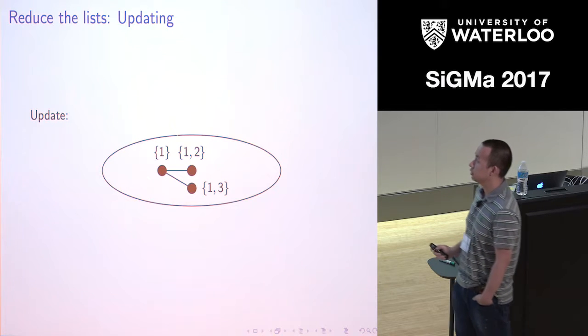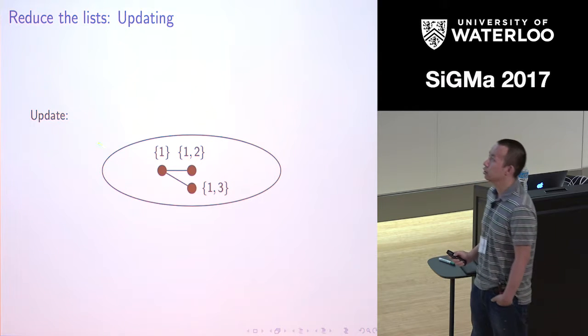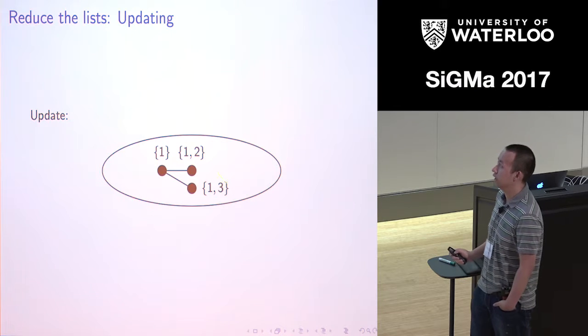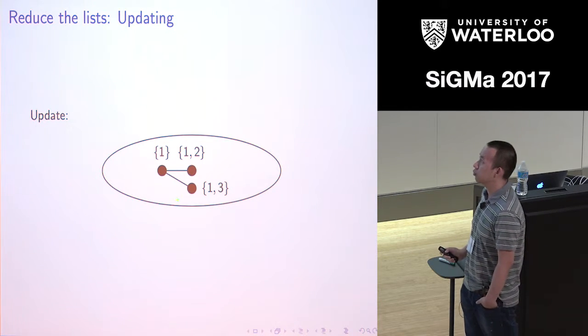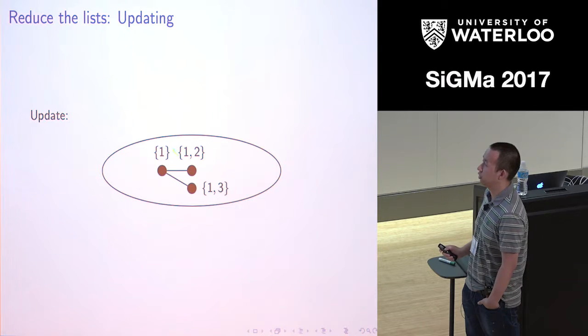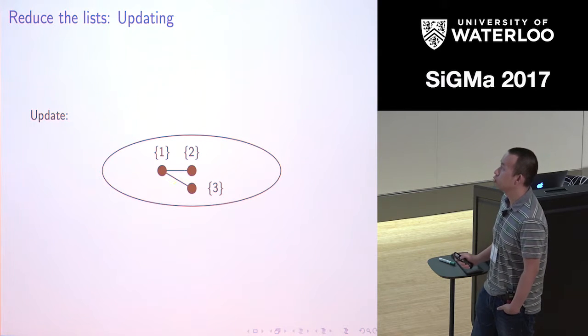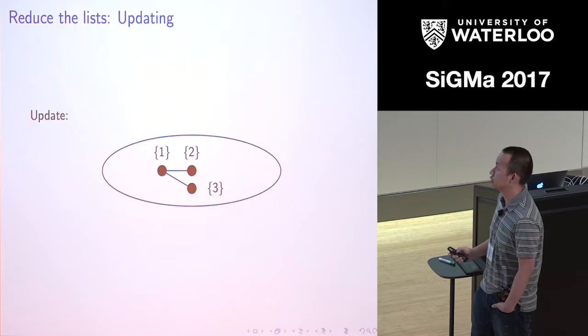So another tool we want to use is update. So what is update? We assume there's a vertex whose list is 1, and it has some neighbors, 1, 2 and 1, 3 here. Because its list is 1, we know that this vertex cannot actually be colored 1. So its color must be 2, and its color must be 3. So we remove 1 from its list. This procedure, we call it update.